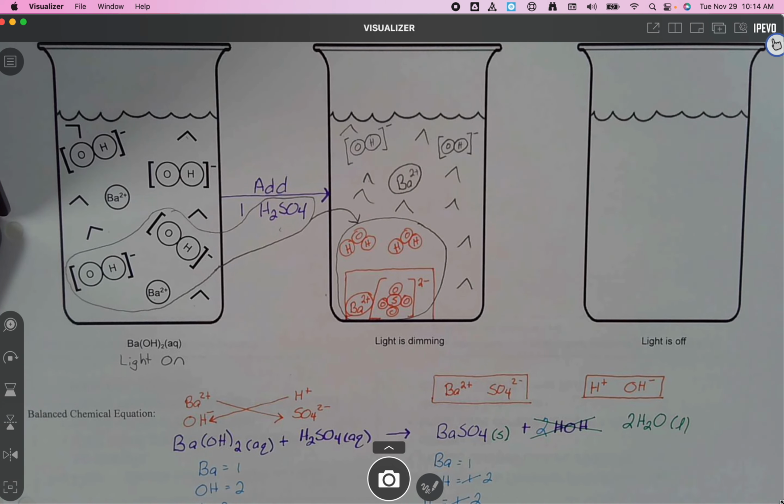And now I want you and your team to talk about why the light got dimmer with the addition of some sulfuric acid. See if you can figure out why that dims the light.